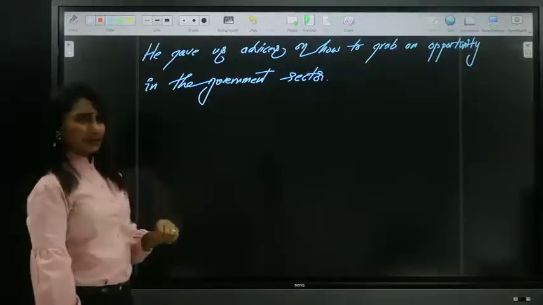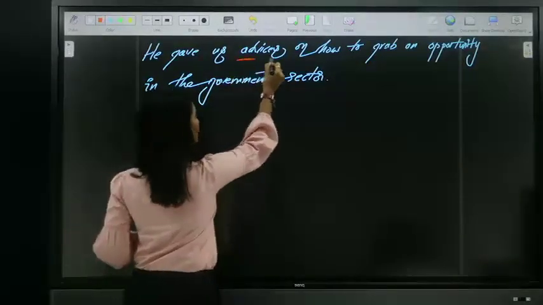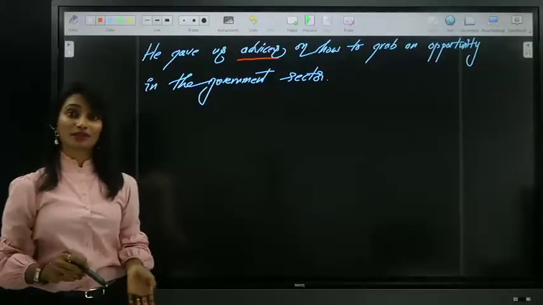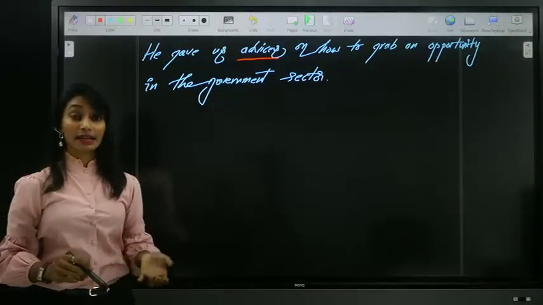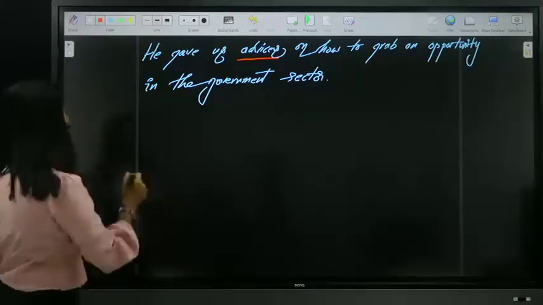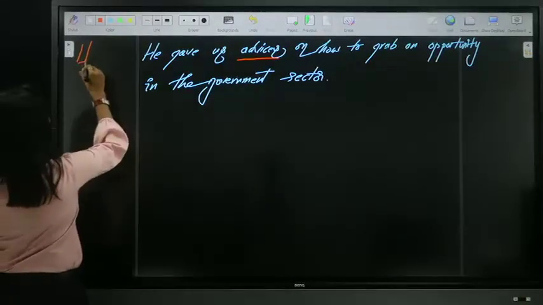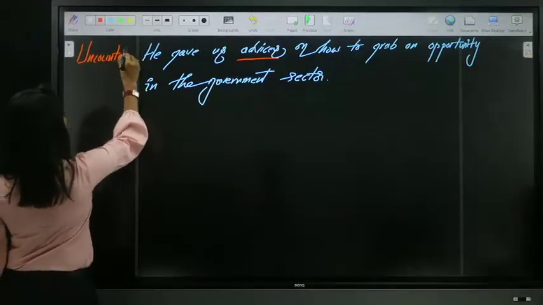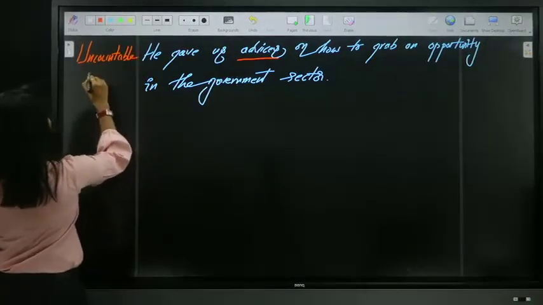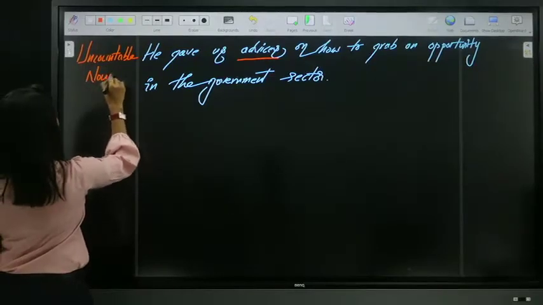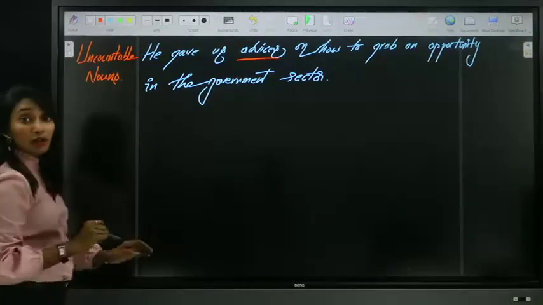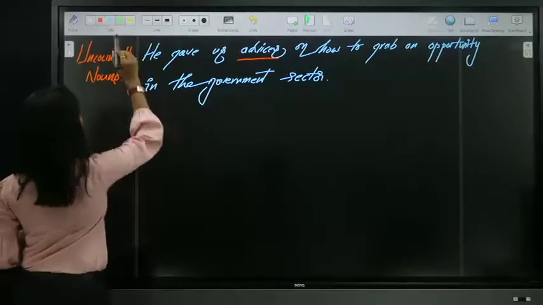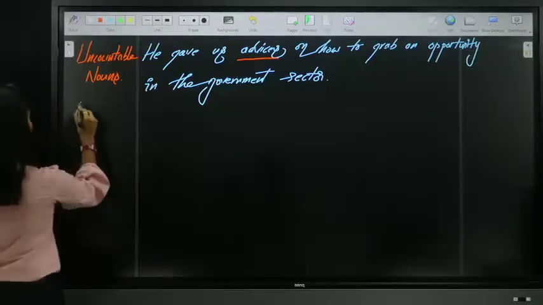Now, guys, do remember there are some words which do not have plurals because they are uncountable nouns. You might have remembered the concept of uncountable nouns. Uncountable nouns are always singular and we have to use singular verb with them. So let me give a few uncountable nouns.